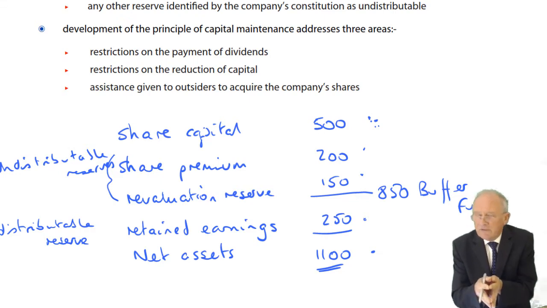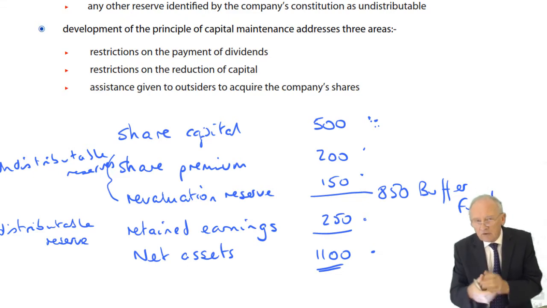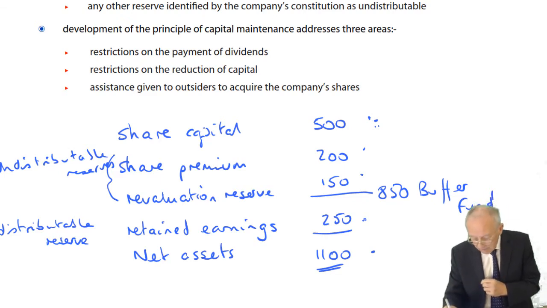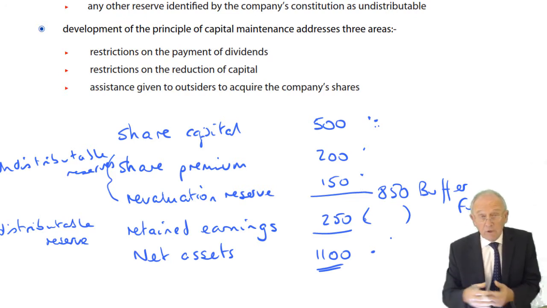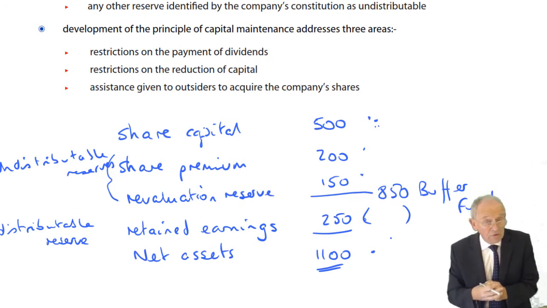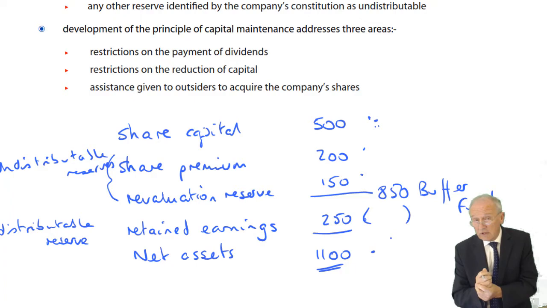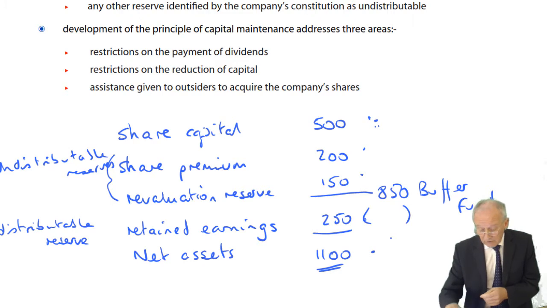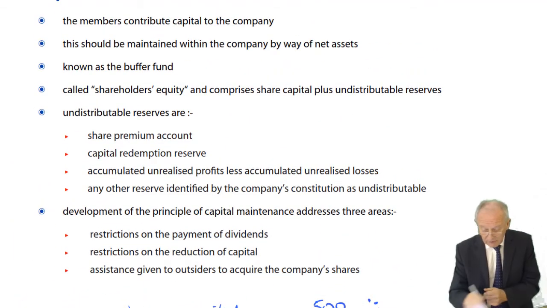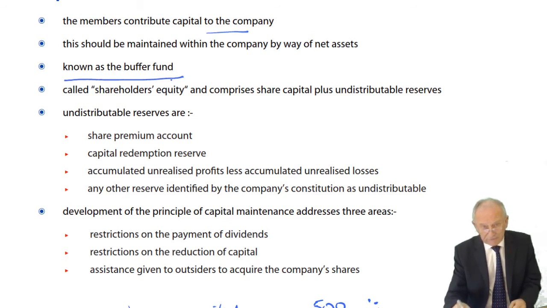In the event of a liquidation, the last people to be paid out will be the members. So if we have sustained a period of heavy losses, therefore we have a debit balance on retained earnings, and we've only got a little bit of cash and we pay it out to the shareholders, then it means our creditors, our payables, will not be paid in full. So that's the reason. And back again up here, the members contribute capital to the company. This should be maintained by way of net assets, and it's known as the buffer fund.